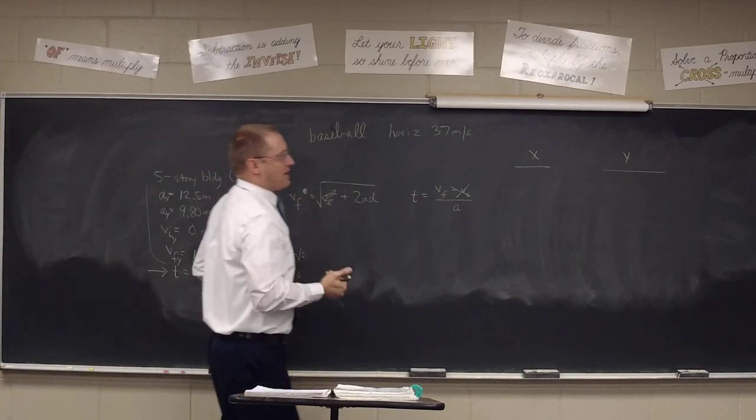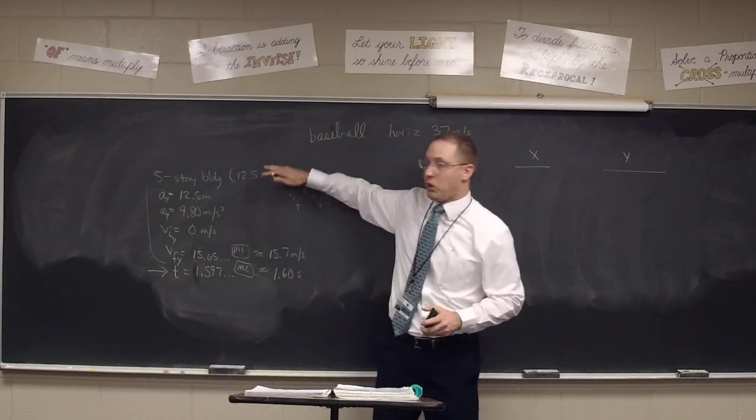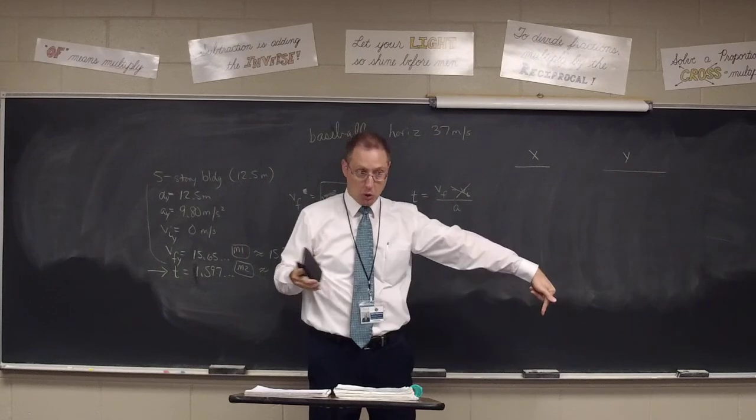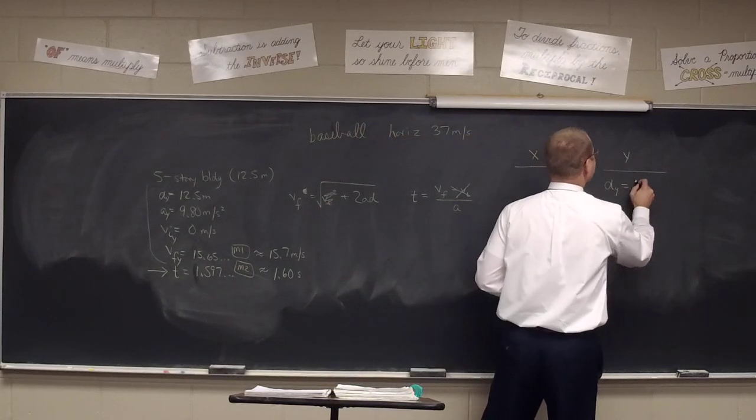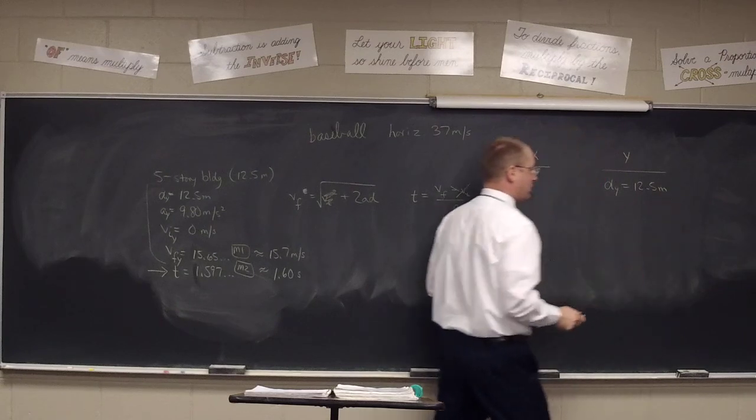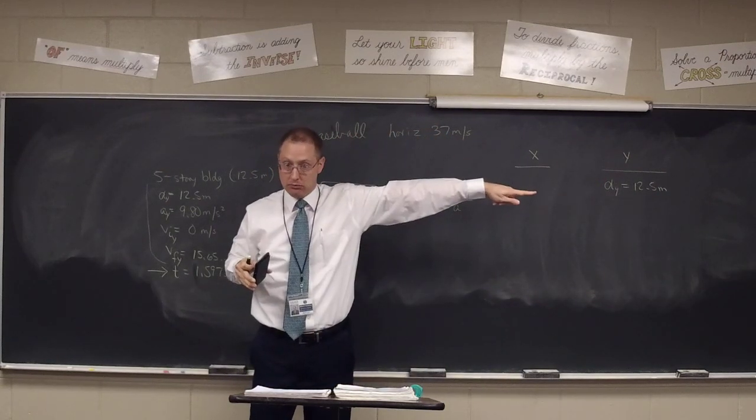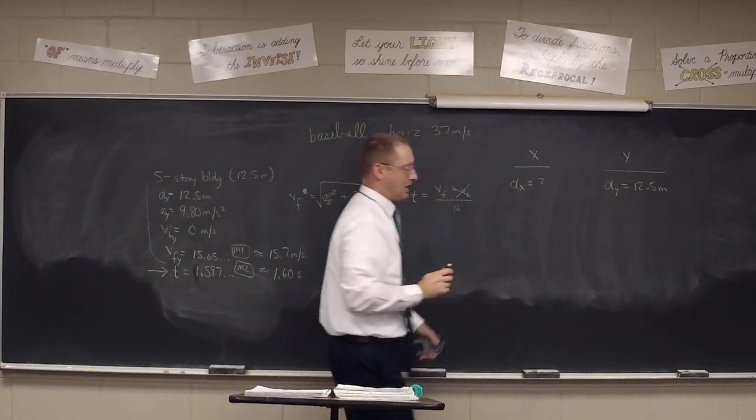So let's think about our baseball. Well, we still know if it's thrown from a height of 12.5 meters, eventually it has got to drop a total of 12.5 meters, right? The displacement in the y is still 12.5 meters. How far this way will it go? I don't know. Let's find it. Let's find the displacement in the x here in just a minute.